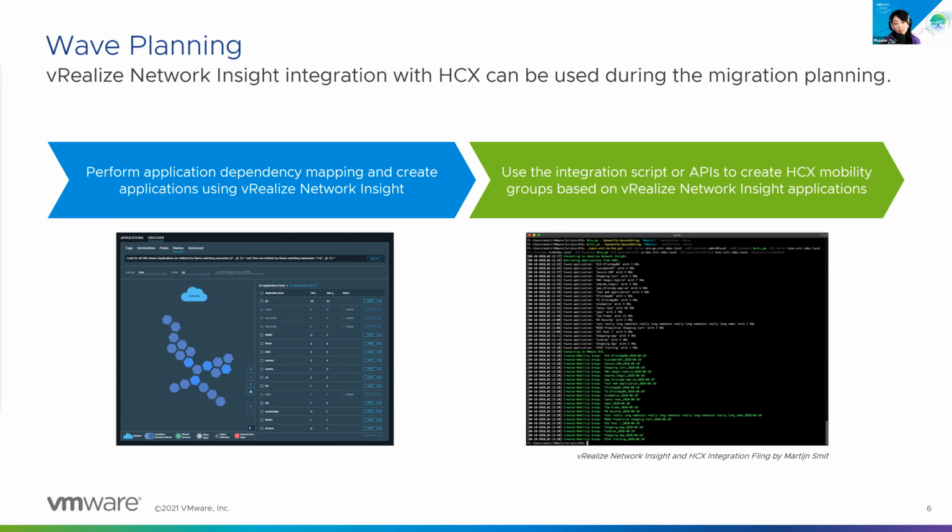Now, once you have these applications there, you can integrate VRNI with VMware HCX that Asaf just talked about, so that you can export the applications from VRNI and import them as HCX mobility groups. Mobility groups essentially is an implementation of the migration waves that you've created for your applications. You can use an integration script or APIs to simplify this process. And we'll show you one of the VMware flings that you can use for this VRNI and HCX integration as well.